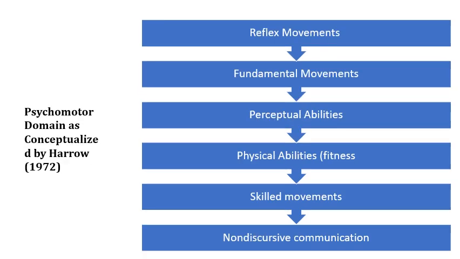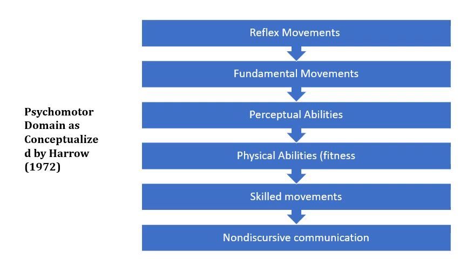Another levels of psychomotor domain as conceptualized by Harrow, which is earlier than the previous and was discovered in 1972. These are reflex movements, fundamental movements, perceptual abilities, physical abilities, skilled movements, and non-discursive communication. Reflex movements is considered to be lowest, and the highest is non-discursive communication. Let us take it one by one. For the reflex movements, responses that are not learned, such as an involuntary reaction. Example to this is the automatic response, or you may say you reply or respond immediately.